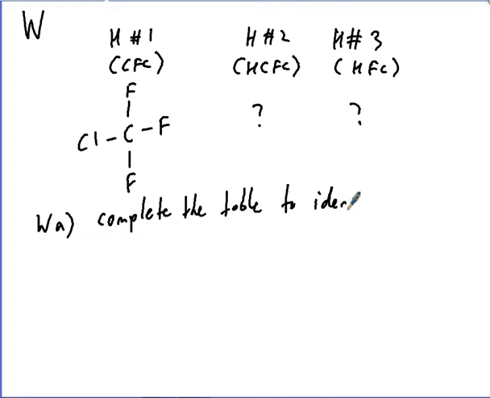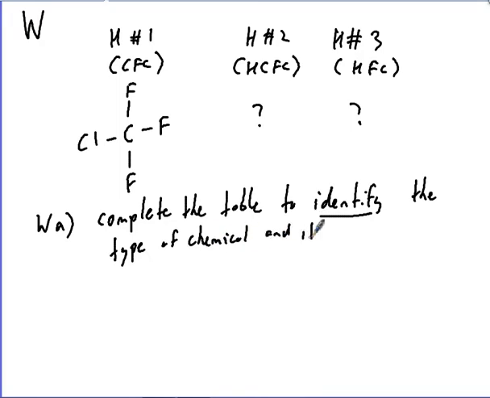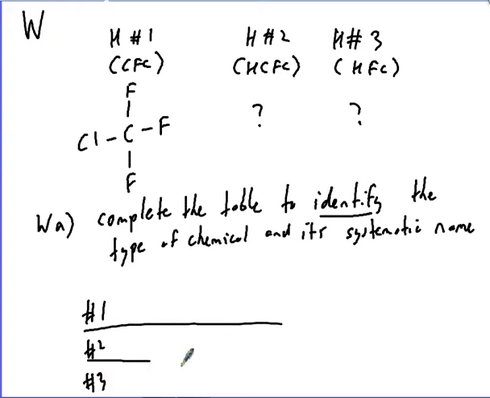To identify, and there's our verb, complete the table to identify the type of chemical and its systematic name. And I would probably label these as number 1, 2, and 3, so I'd have down the side number 1, number 2, number 3, and I'd have space for them to fill in the details.